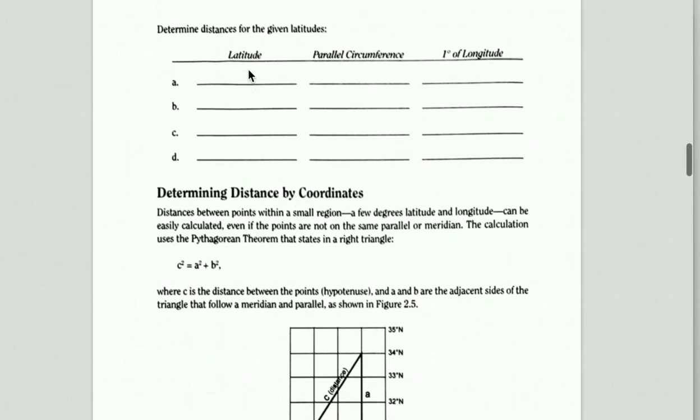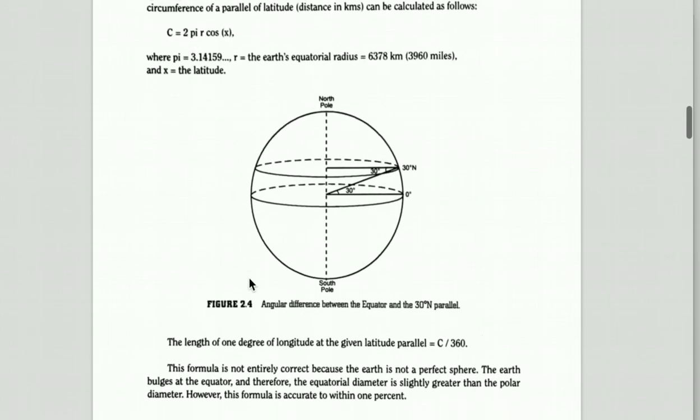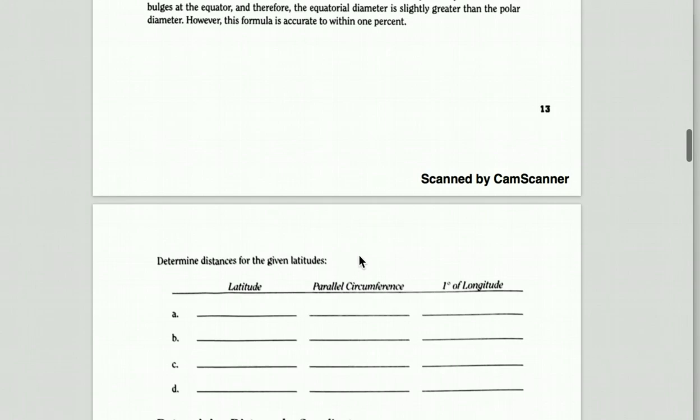And then your latitude is given to you in the PowerPoint. It's easier if you just answer your cosine. If you don't, it's fine, but your cosine, you can just have it right here. That way you can type it in easily. Your circumference C that's given here is your parallel circumference. So C equals, and then all you have to do is take this and divide it by 360 to get your degree of longitude.